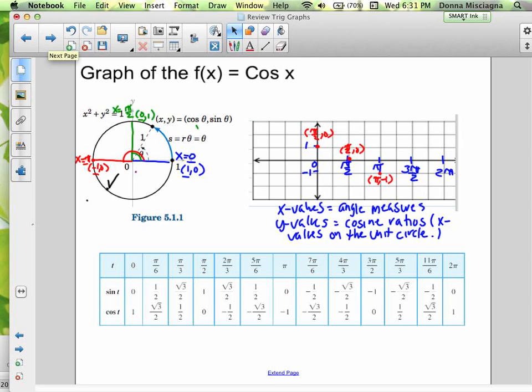If we continue all 3/4 the way, this is going to be 3 pi halves, that will be our x value. This point is the point 0, -1. We use the x values for cosine, so that would be 3 pi halves, 0.